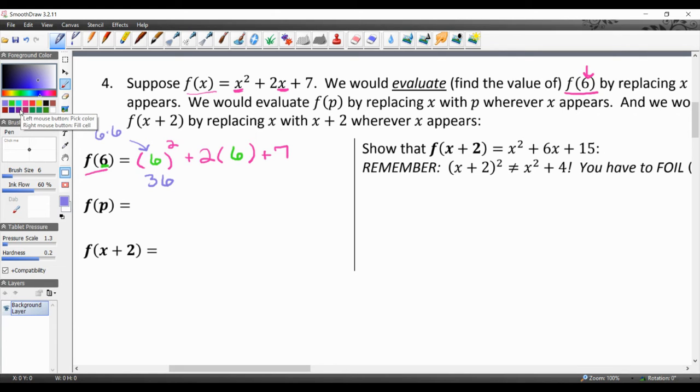After exponents, we have multiplication and division. So we do have a multiplication going on right here. Remember, this is the distributive property. So 2 times 6 is 12, positive 12. So I'm going to go ahead and bring that down. And that pretty much is all we have to do because there's no other operation to do. So I'm just going to bring down that 7.